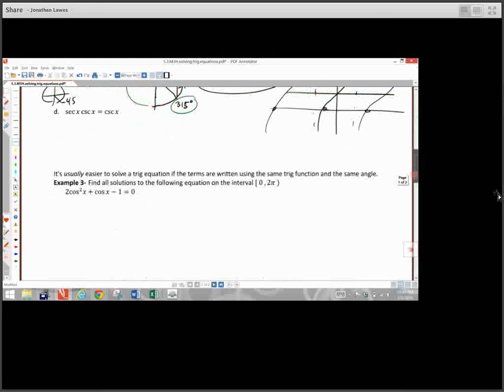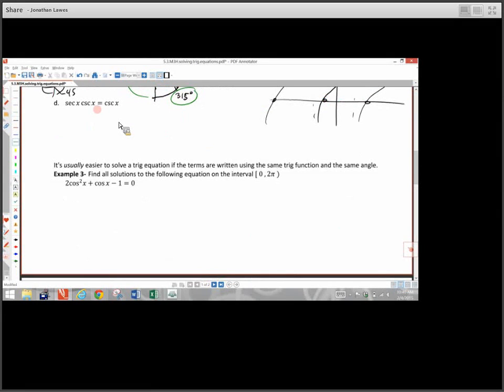We just need to do some algebra here. Let's take a look at this one. Anybody have any ideas on this? Yeah. We can multiply both sides by cosecant or sine. Okay, so multiply both sides by sine. Okay. Yeah.